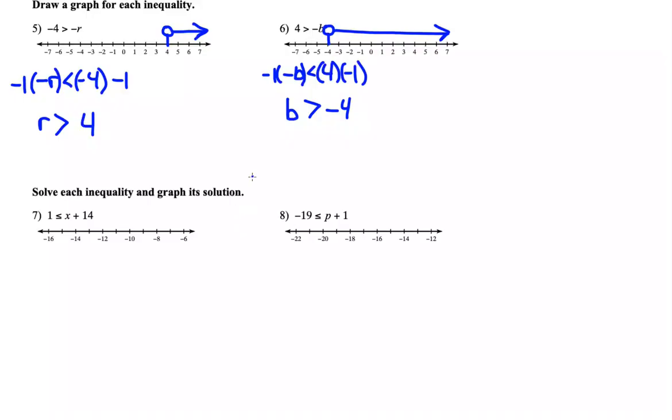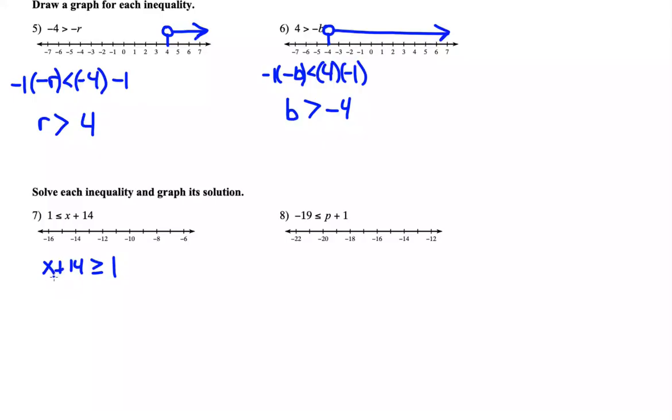Problems 7 and 8, I have to isolate the variable. I have this one, 1 is less than or equal to x plus 14. So I'm going to flip that around to make x plus 14 is greater than or equal to 1. Again, the alligator's eating this side here. That's the bigger part.